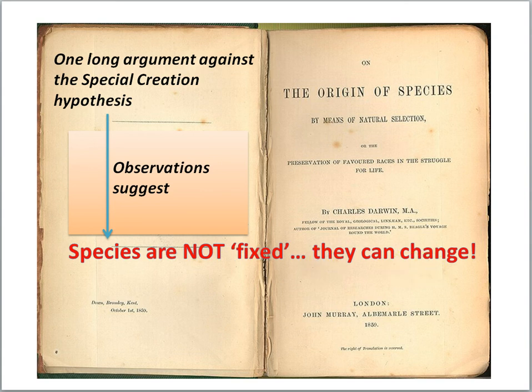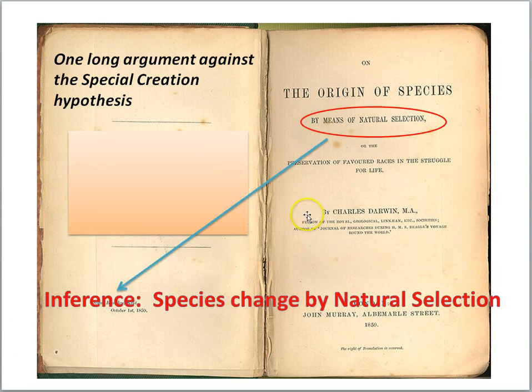They can change. Now in the book, he doesn't just sort of make the argument that species have changed. He goes on then to offer a mechanism of that change, how species change in nature and how new species can arise. And that process he called natural selection. We'll take a look at that process in another lesson.